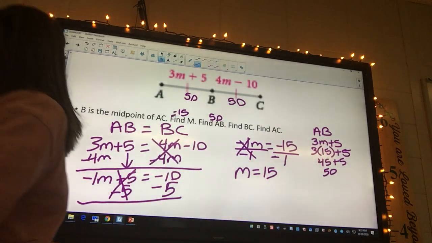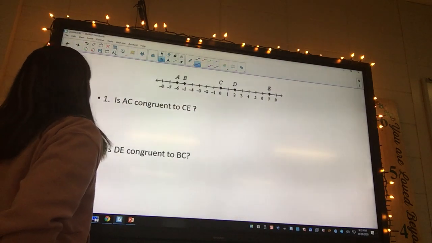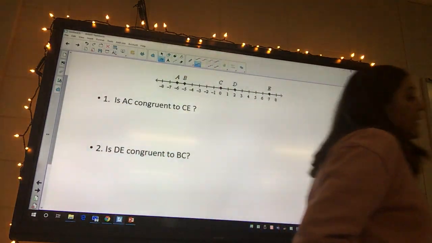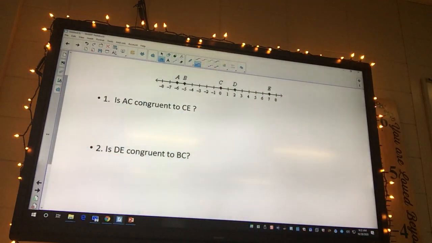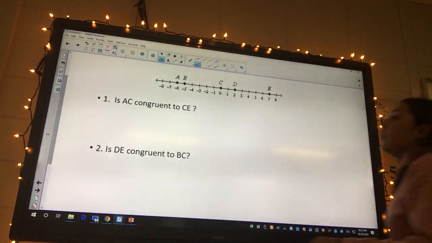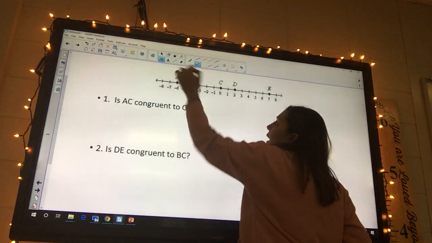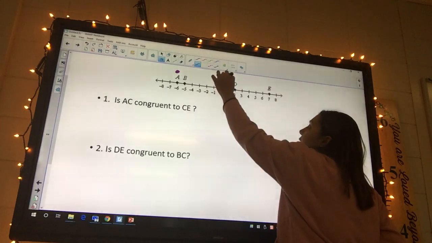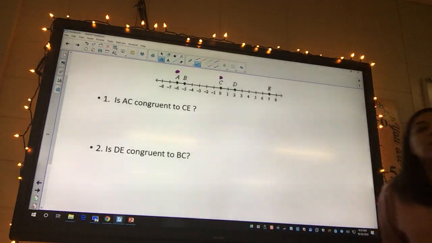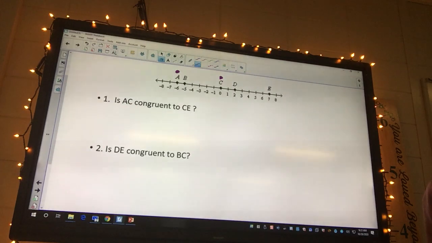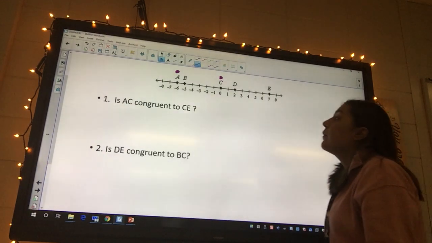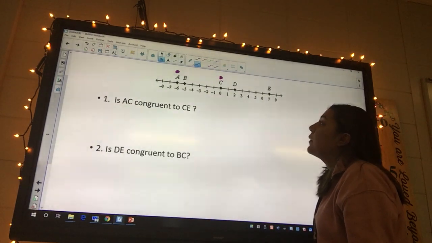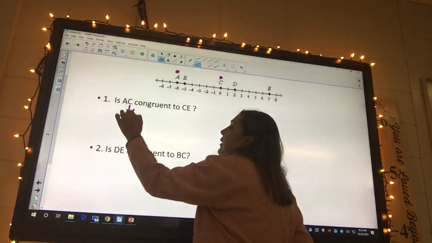Okay, go to your next slide. It's the last one. It says, is AC congruent to CE? All we got to do on these is simple, just count. So AC right here is A at negative 6. C is at 0. What is the total distance between the two of those? So start at A, count to C. How many times do you count with your pencil? 2, 3, 4, 5, 6. So AC is 6.